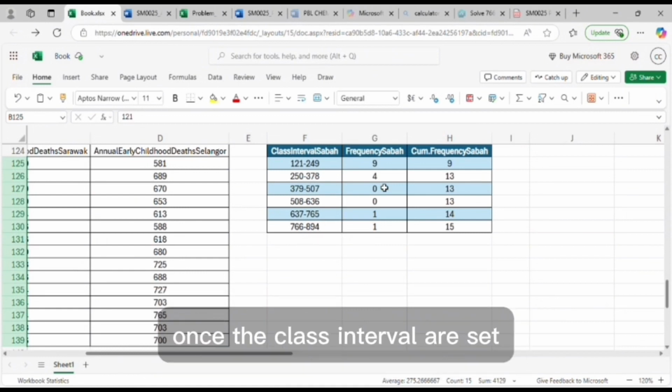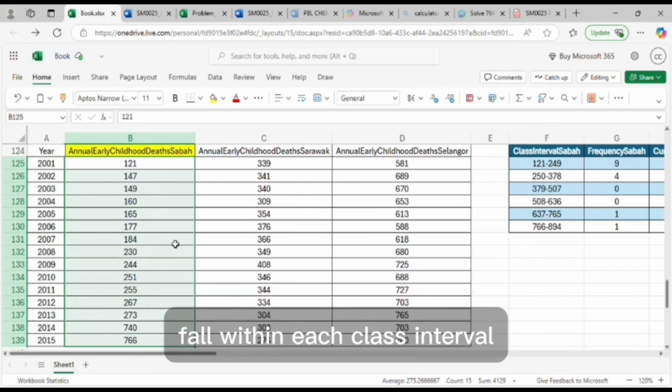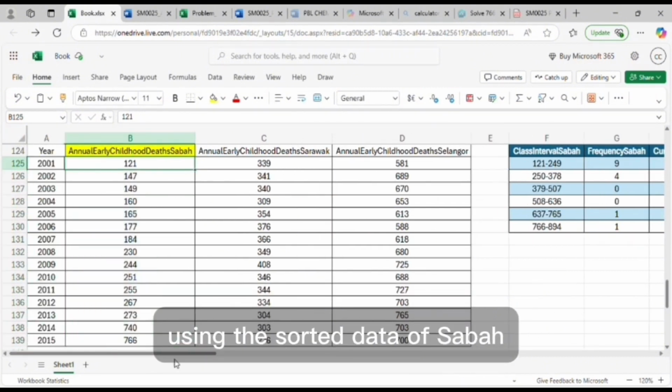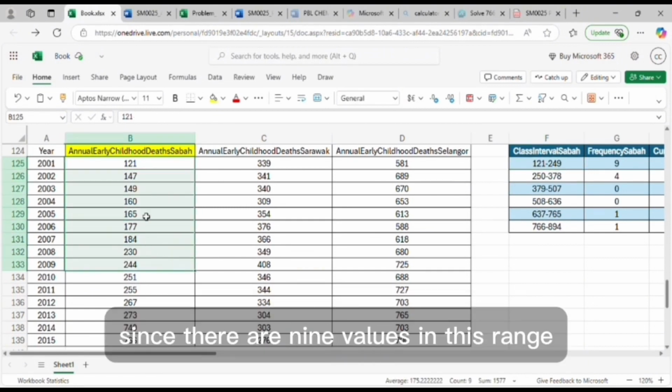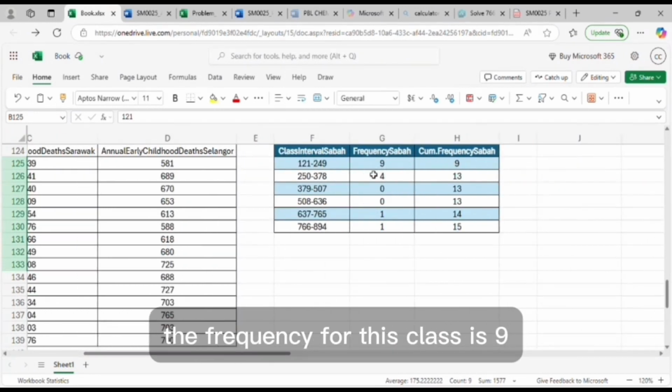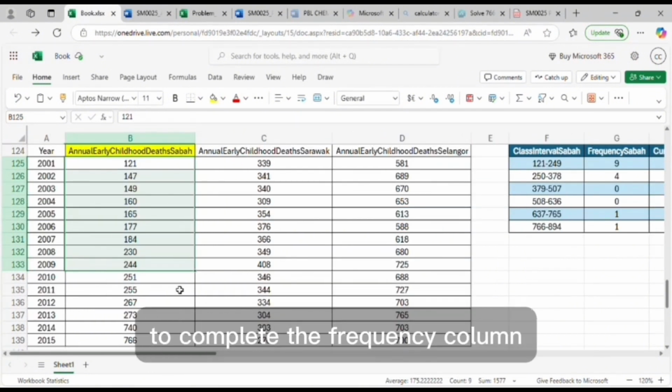Once the class intervals are set, we can find the frequency by counting how many values fall within each class interval. Using the sorted data of Sabah, for the first interval, the numbers that fell within this range are these. Since there are 9 values in this range, the frequency for this class is 9. Repeat the same process for the remaining intervals to complete the frequency column.